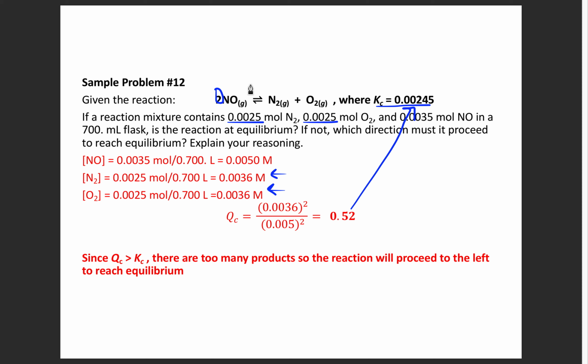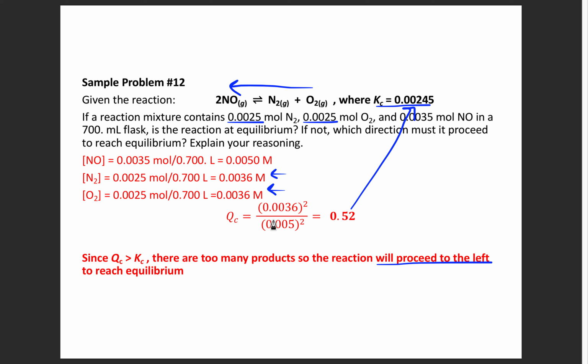So what direction is the reaction going to be heading in to make this happen? Well, if your numerator needs to go down, your numerator represents your products. If they need to go down, they need to get used up while you're making the denominator bigger, which are your reactants. If your reactants are getting bigger, it means you're producing reactants, so the reaction must be going this way to reach equilibrium. There are too many products, not enough reactants. Therefore, the reaction will proceed to the left in order for Q to become equal to K.